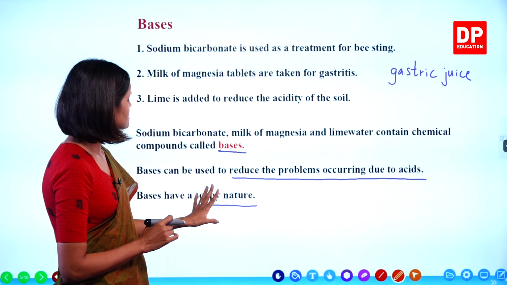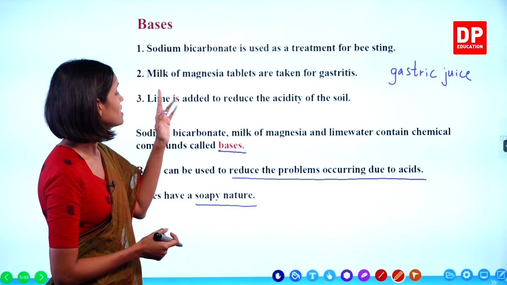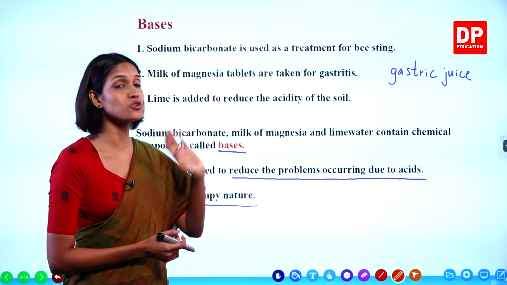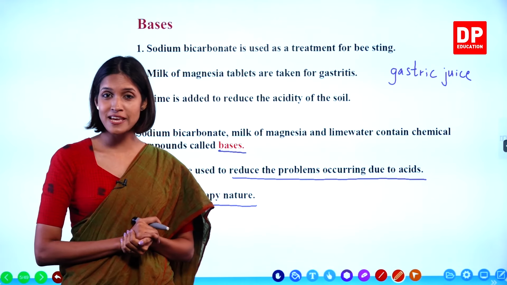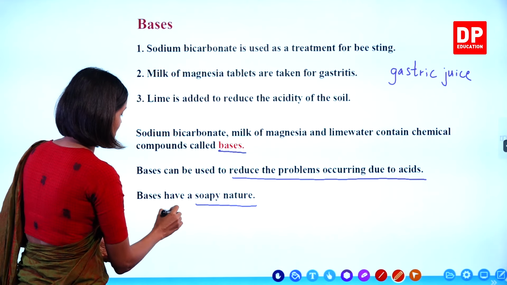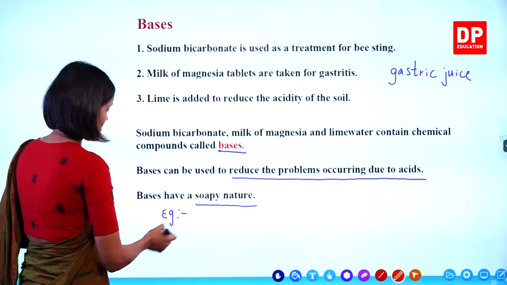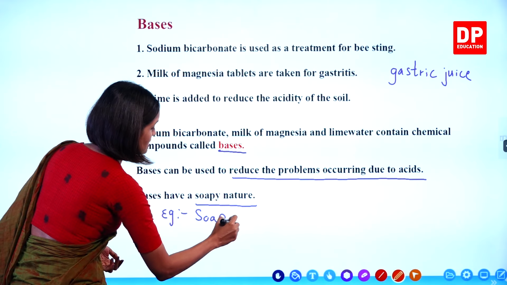So what are the other substances? Now here the examples given: sodium bicarbonate, milk of magnesia, lime water. They are examples of bases. There are some other examples as well. So soapy nature is coming under bases. Therefore, soap is also a type of base.